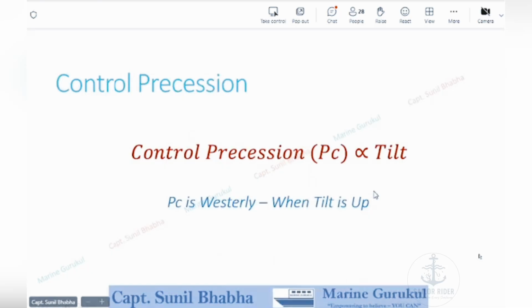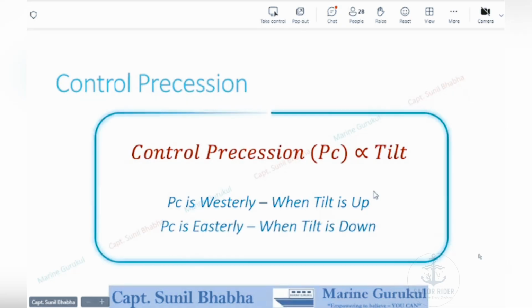So a very important takeaway from this discussion now, the control precession which comes into the picture because of the weight which we have fitted, top heavy or bottom heavy. This control precession, represented by PC, is directly proportional to tilt. When the tilt is 0, the control precession is 0. As the tilt starts to increase, the control precession also increases. It is directly proportional to tilt. So this tells us about the magnitude of the control precession.